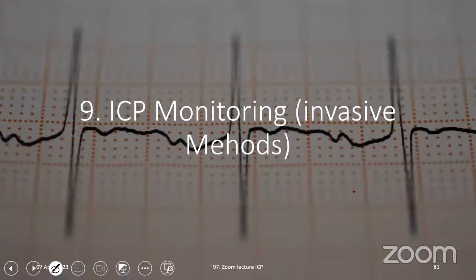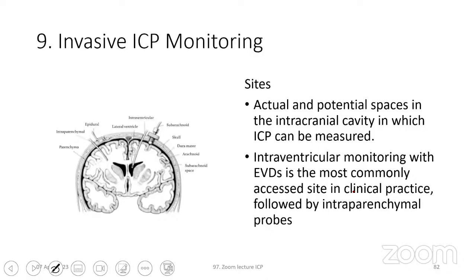ICP monitoring, the invasive methods: the sites are actual and potential spaces in the intracranial cavity in which ICP can be measured. Intraventricular monitoring with EVDs is the most commonly accessed site in clinical practice, followed by intraparenchymal probes. But we're not going to talk much about ICP monitoring, as we have already discussed the waves that are present.